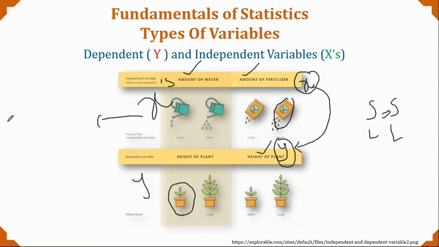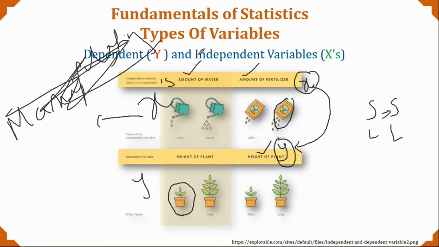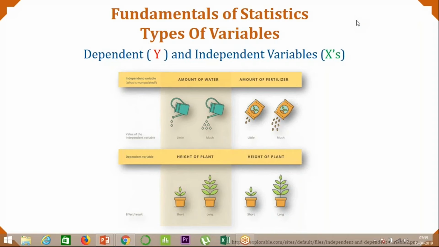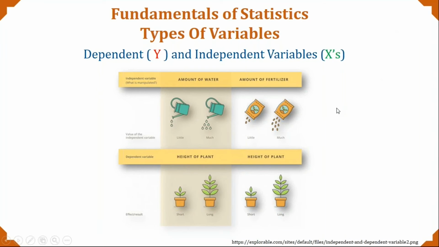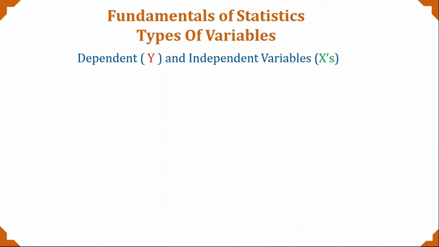So these were the things we will be manipulating in an experiment to observe the effect on our y variable, which is the dependent variable, or it could be called the outcome variable. I'm just giving you a simple example so that you could understand. Hence height is dependent on these two independent variables. I guess you got what a dependent variable and an independent variable are.